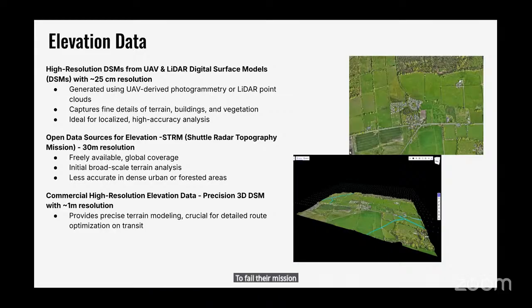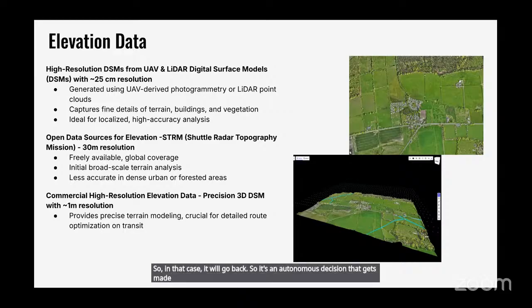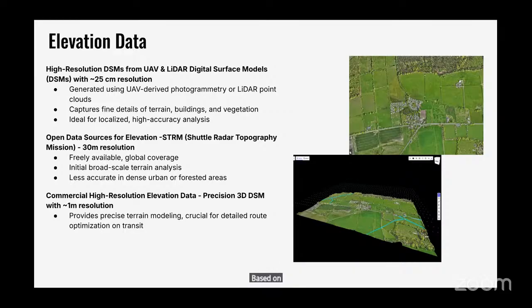That's what we call it, a mission failure, and then it goes back to the nest, because we wouldn't want it flying through some weather condition that it cannot withstand and then going down. So in that case, it will go back. So it's an autonomous decision that gets made by the zip based on the data that it is gathering.